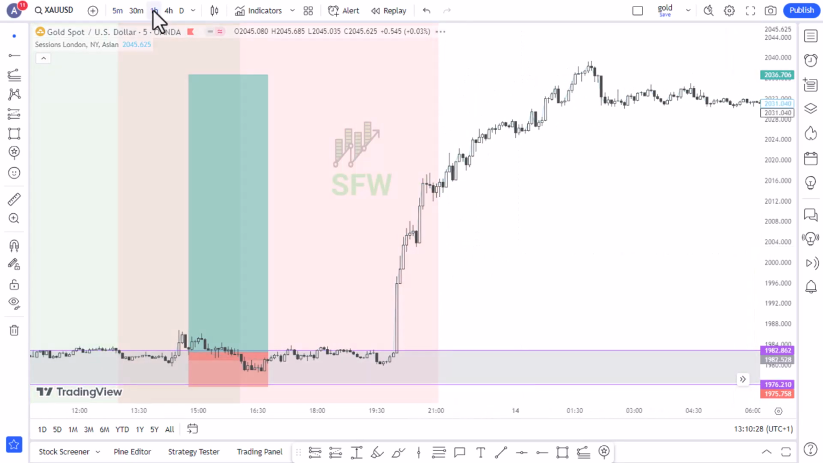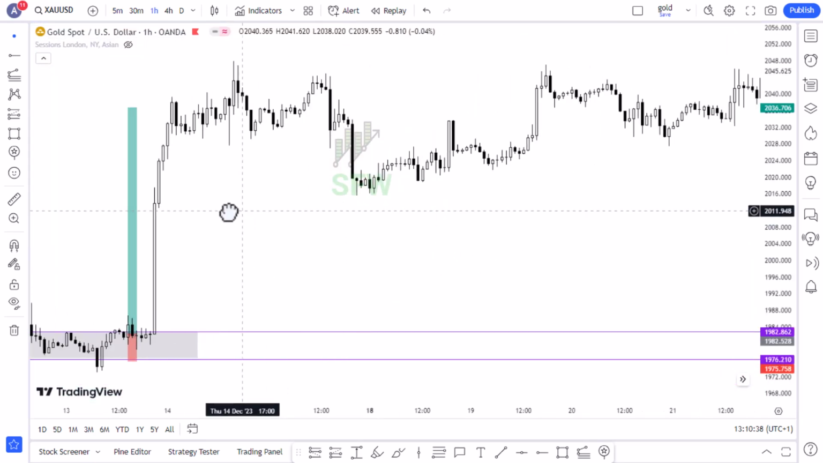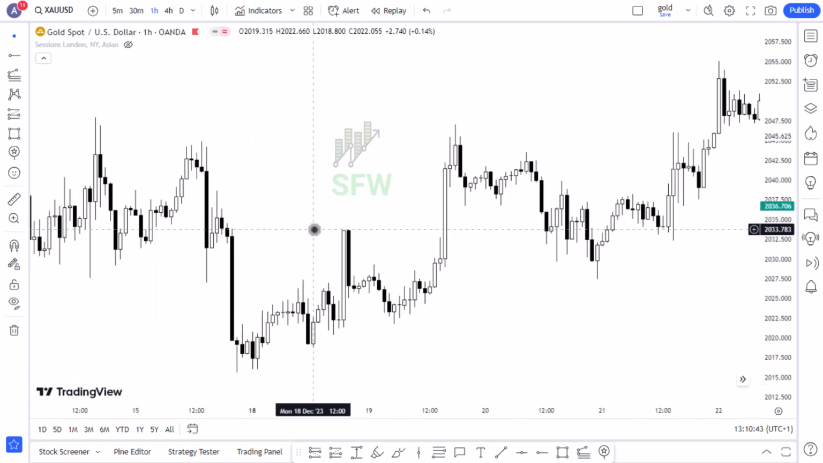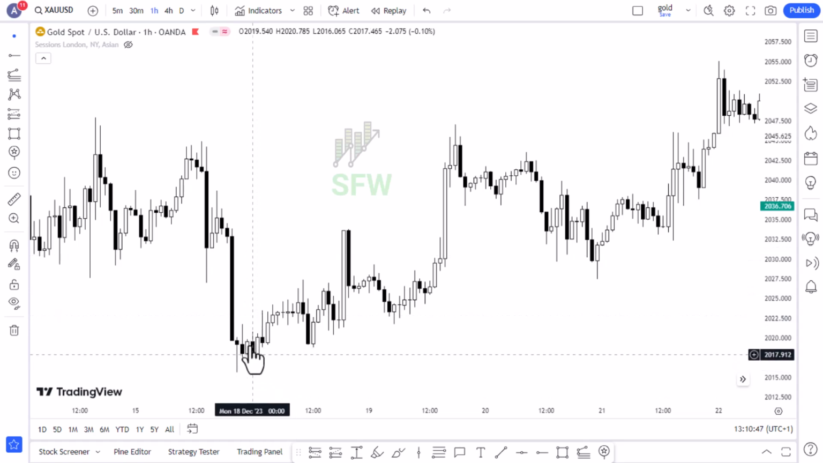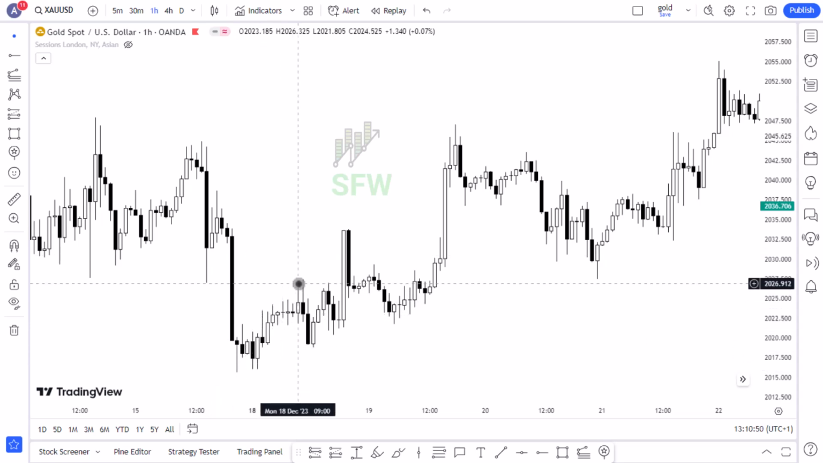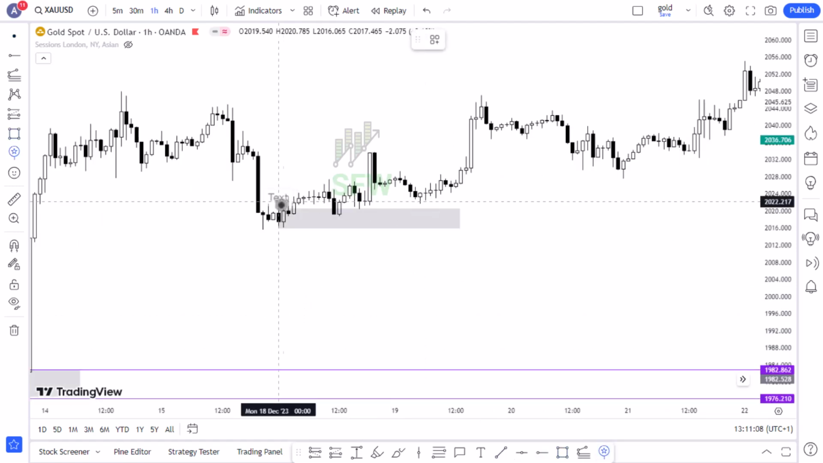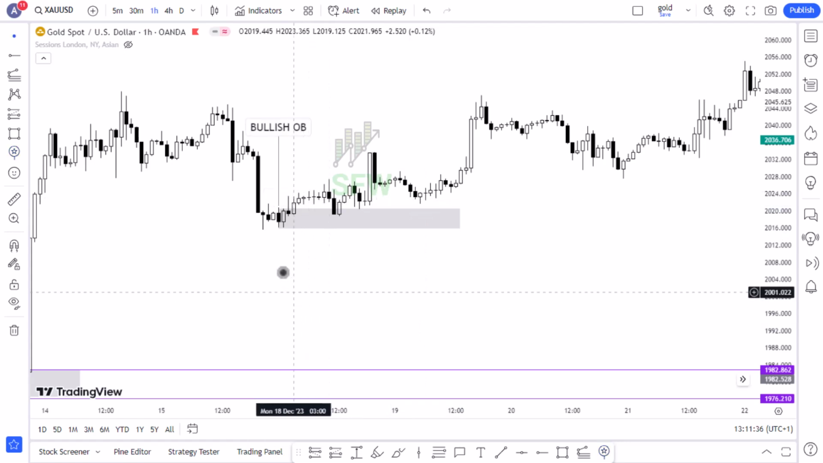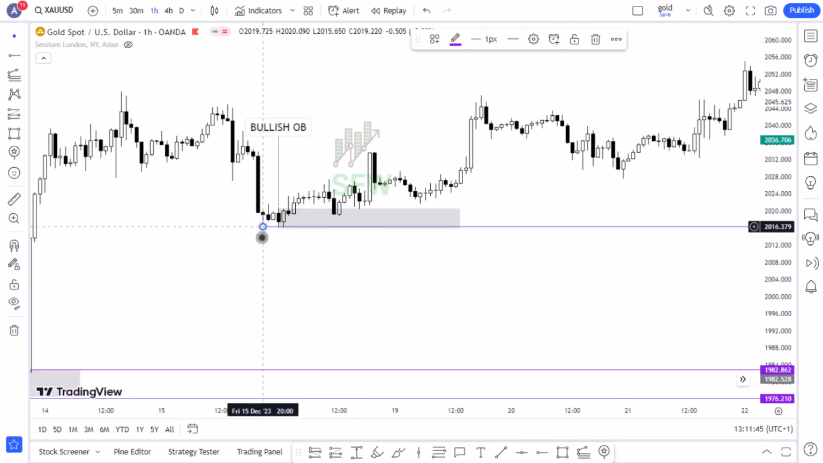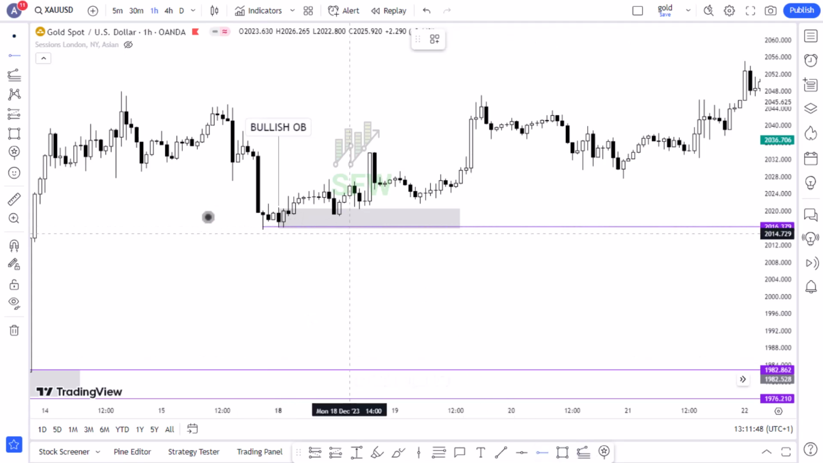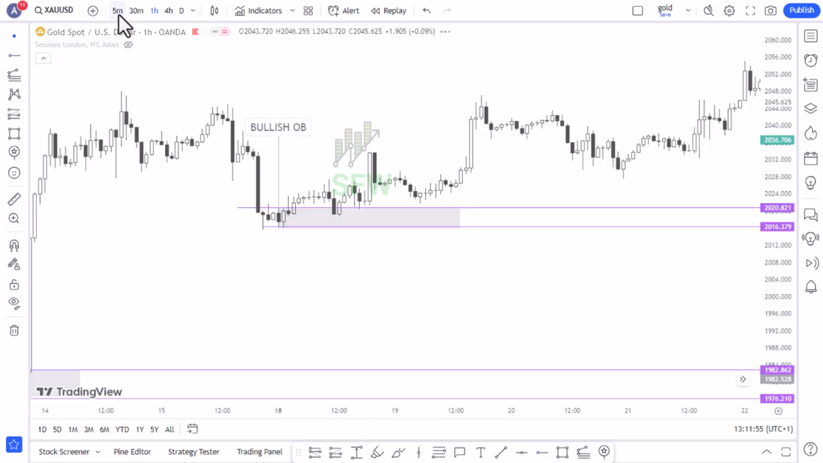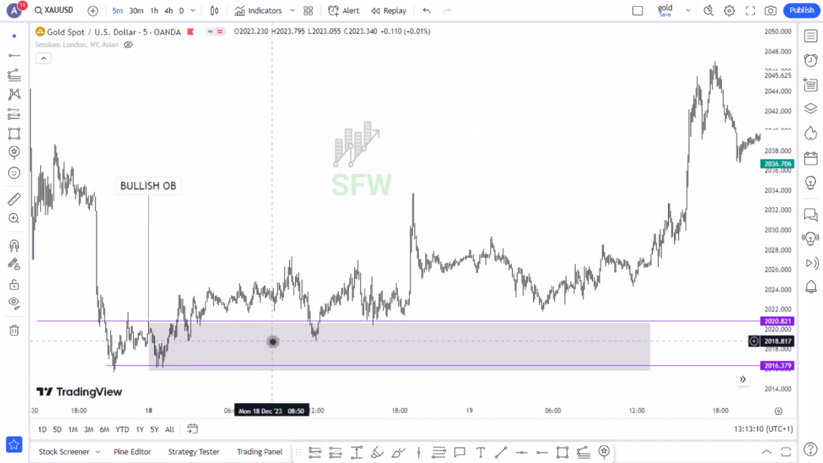We'll go back to the 1 hour time frame. We look for another trading opportunity. Take a look at this move to the downside. The last bearish candle prior to the move to the upside is our order block. So let's identify it. This is the order block. Next, you want to label both the low and the high of that order block. And then you zoom into the 5-minute time frame to get a precise entry.